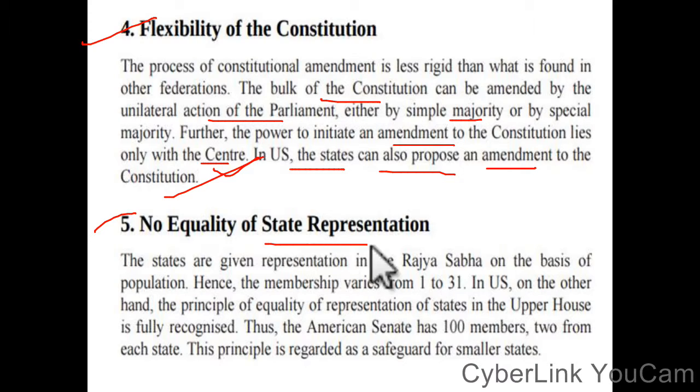No equality of state representation. The states are given representation in the Rajya Sabha on the basis of population. Hence, the membership varies from 1 to 31. In the United States, on the other hand, the principle of equality of representation of the states in the upper house is fully recognized. Thus, the American Senate has 100 members, two from each state. The principle is regarded as a safeguard for smaller states.